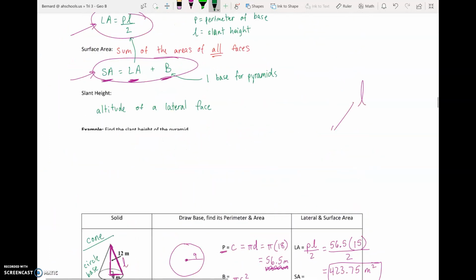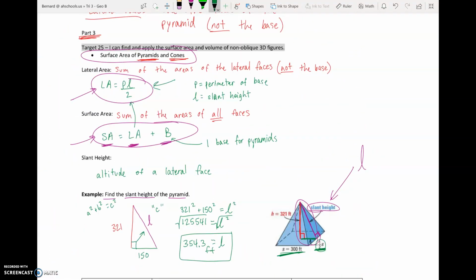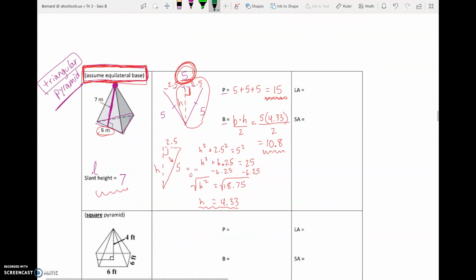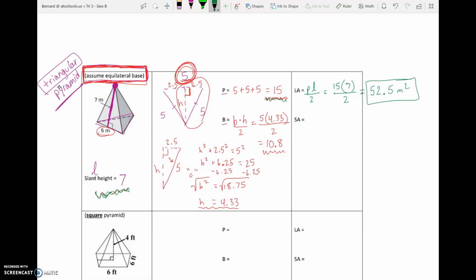Remember, lateral area, new formula: perimeter times slant height divided by 2. So our perimeter is 15. Perimeter times slant height divided by 2. Perimeter is 15. Slant height was 7. And then 15 times 7 divided by 2. So 15 times 7 divided by 2 is 50, oops, not a 2. It is 52.5 meters squared. So there's our lateral area.